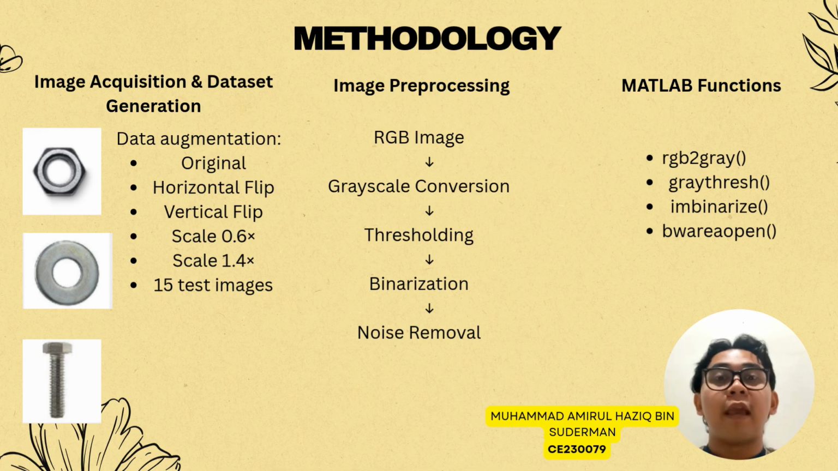And then for the image pre-processing, how are we doing it? The first is the RGB image, which is the original picture, and then we convert it to grayscale, and then we do the thresholding, the binarization, and lastly the noise removal. Here are some MATLAB functions that we have used in this project: rgb2gray, graythresh, imbinarize, and bwareaopen. So these are all the methodologies for the first three parts.